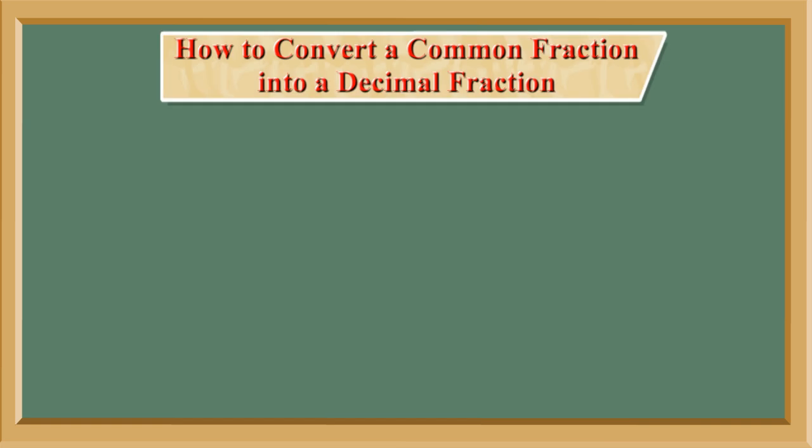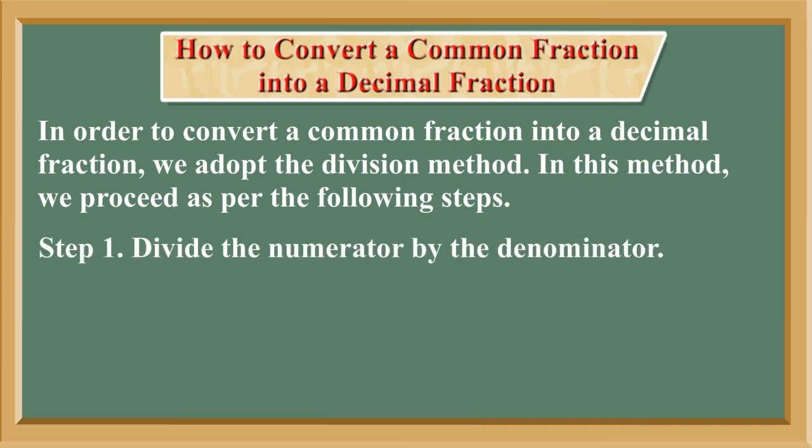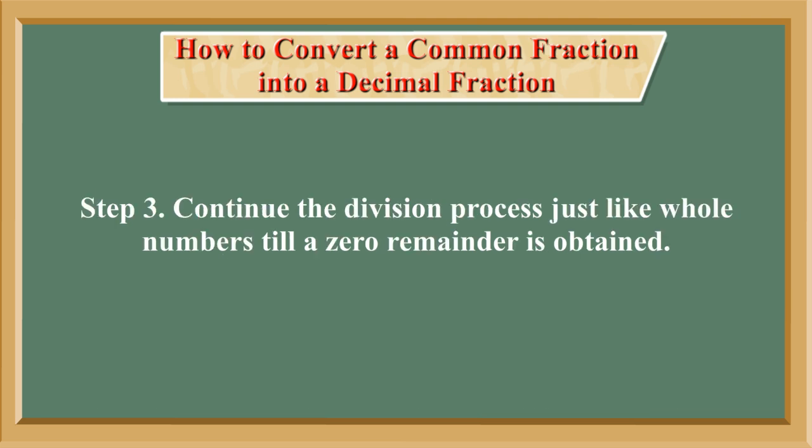How to convert a common fraction into a decimal fraction? In order to convert a common fraction into a decimal fraction, we adopt the division method. In this method, we proceed as per the following steps. Step 1. Divide the numerator by the denominator. Step 2. When division is finished and a non-zero remainder is left, insert a decimal point in the dividend and the quotient and put a 0 on the right of the decimal point in the dividend and the remainder and divide again. Step 3. Continue the division process just like whole numbers till a 0 remainder is obtained.